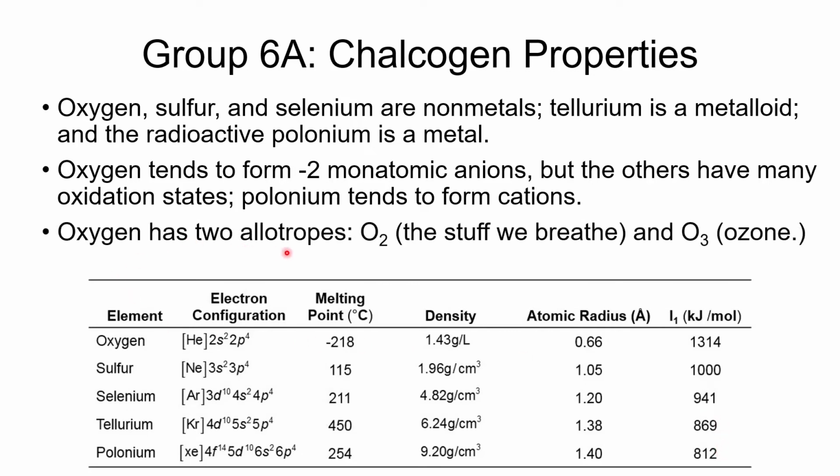Oxygen has 2 allotropes, and those are just 2 elemental forms of oxygen. One is O2. That's the stuff we breathe. That makes up about 21% of the Earth's atmosphere. And then ozone is stuff we don't want to breathe, at least not in any significant amount. We do want it in the upper atmosphere, but we don't want it down at ground level because it is a known carcinogen when you breathe it. But it's good to have it in the upper atmosphere.